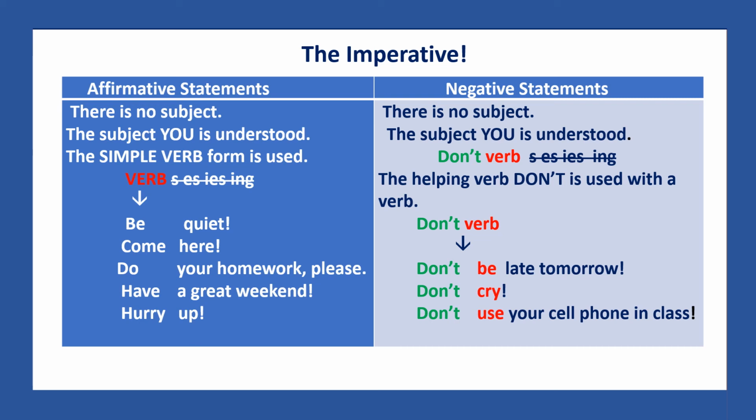For the negative, to make a negative imperative, for the subject you, we use the helping verb don't. And once again, no S, no ES, no IES, and no ING with the verb. So we say, don't be late tomorrow. Don't cry. Don't use your cell phone in class.